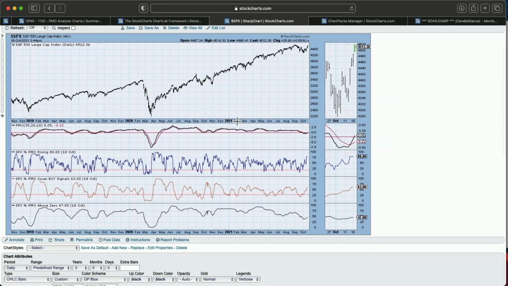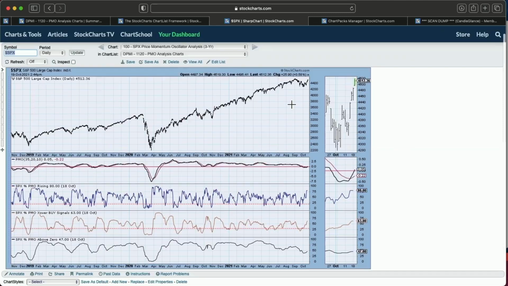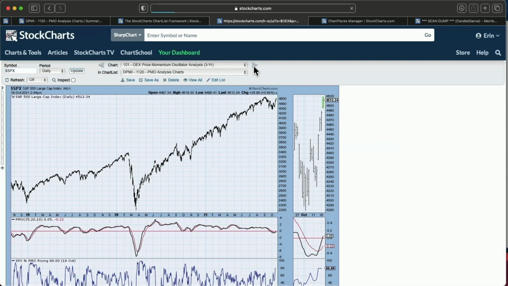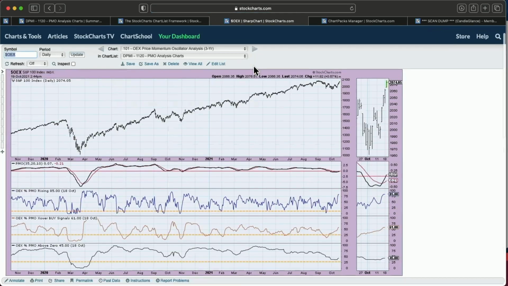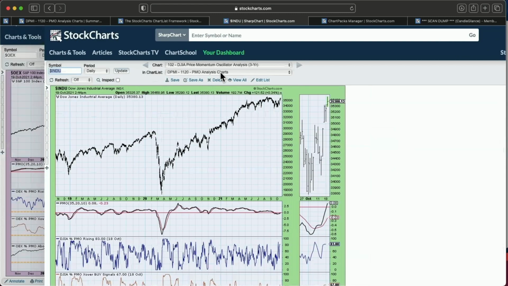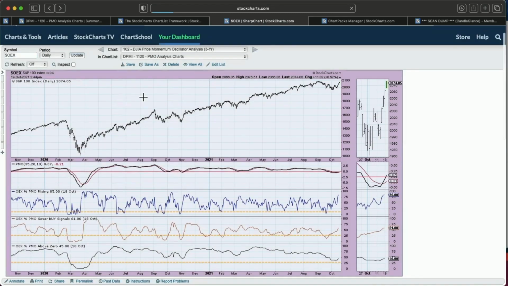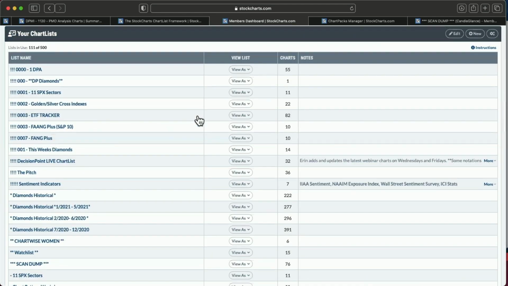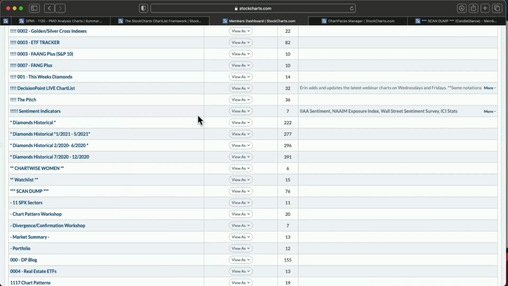And there you go. So I have this for the S&P, but I can click through. There's another one for the S&P. Here's the OEX. And again, I can just click through. They're all in that particular chart list. But let's go back once again. All right, here we go.